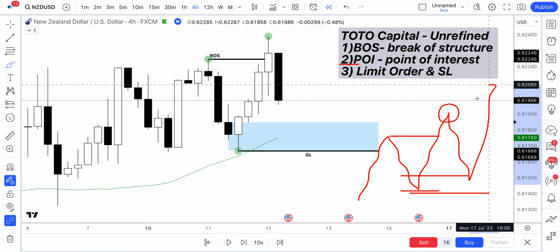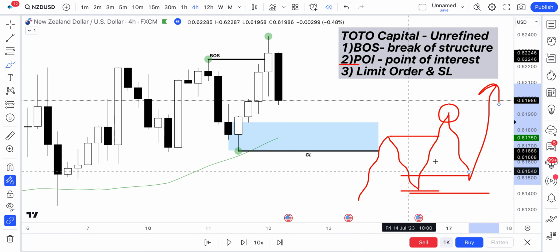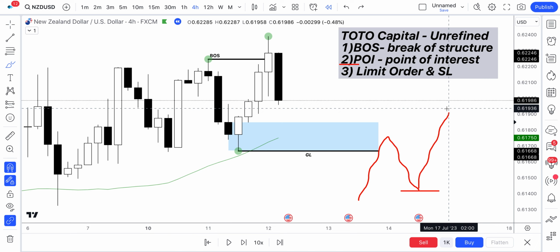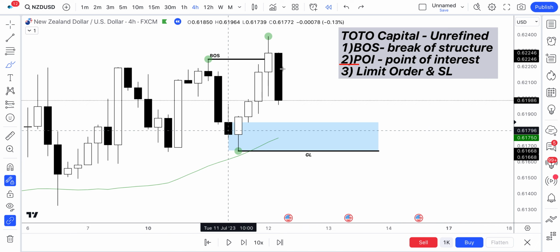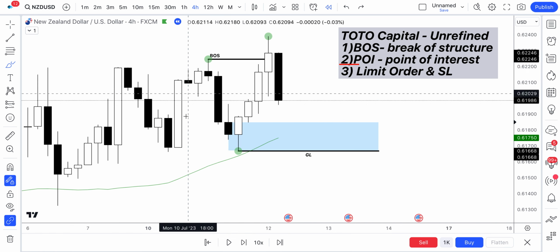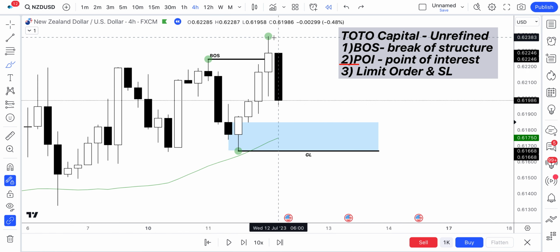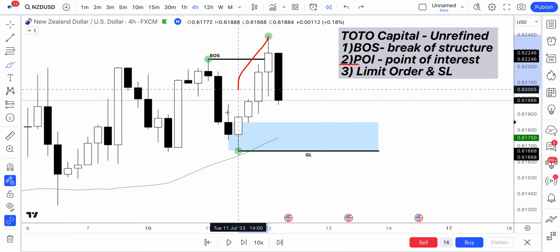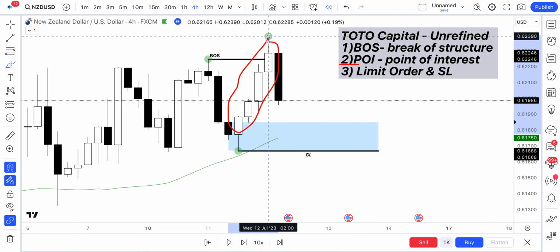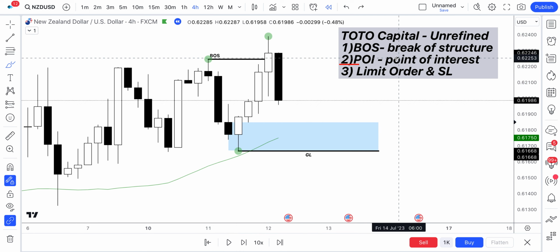And then we can look at taking that long. So we're understanding the institutional order flow from a higher time frame perspective. We understand the higher time frame is bullish. We have bullish market structure indicated by this first price action here. The green dots indicate the bullish market structure. But ultimately this price action here is what created the higher high, which created the bullish market structure.